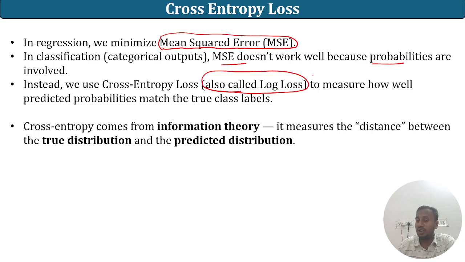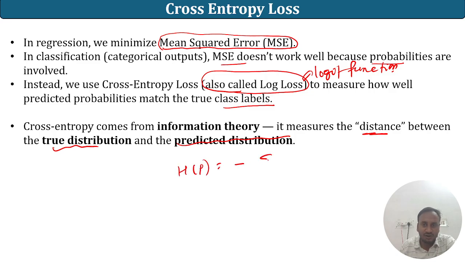So that's what I told. If it is simple linear, we call it the logit function, to measure how well the prediction matches the true class label. Cross entropy comes from information theory. It measures the distance between the true distribution and the predicted distribution. If you talk about the entropy, H(P) will be minus the summation of i equal to 1 to k of Pi log Pi, where P is the probability.